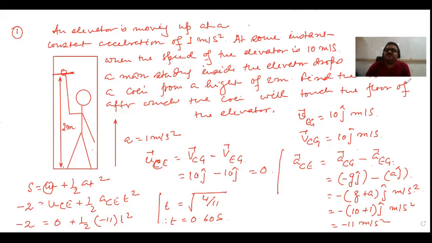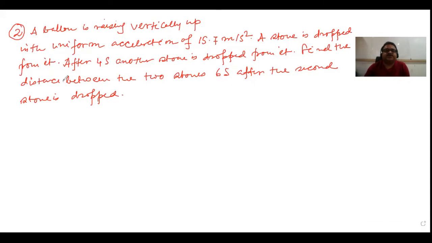Let's handle another interesting problem related to relative motion, correct? Okay, students, look, a fantastic problem is given. A balloon is rising vertically up with uniform acceleration of 15.7 meter per second square. A stone is dropped from it. After 4 seconds, another stone is dropped from it. Find the distance between these two stones 6 seconds after the second stone is dropped.